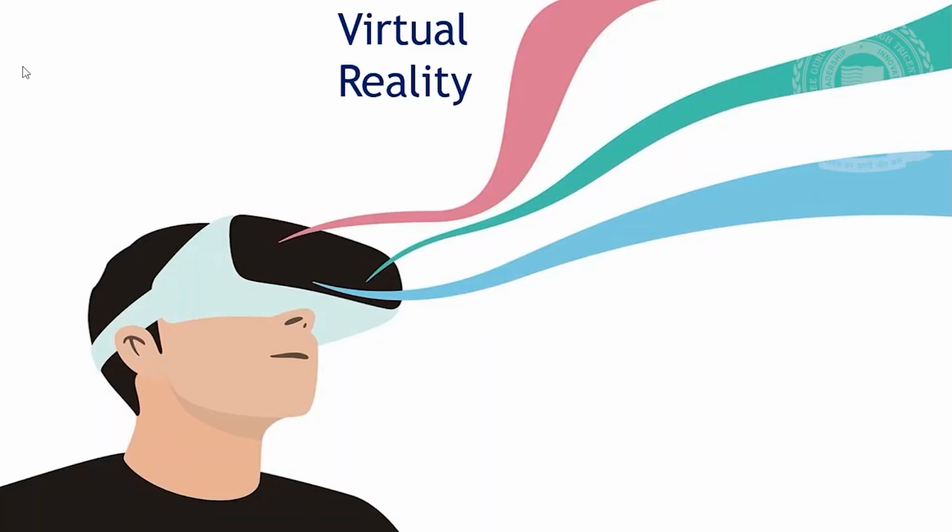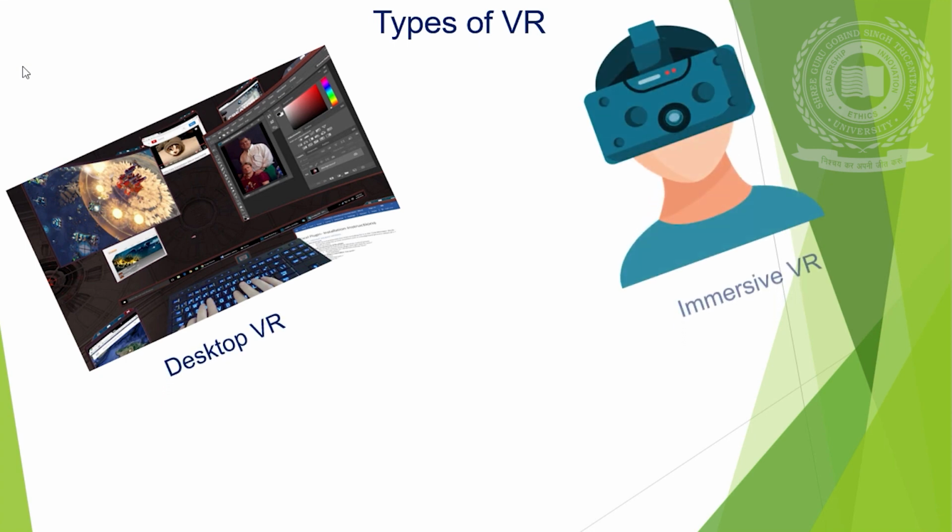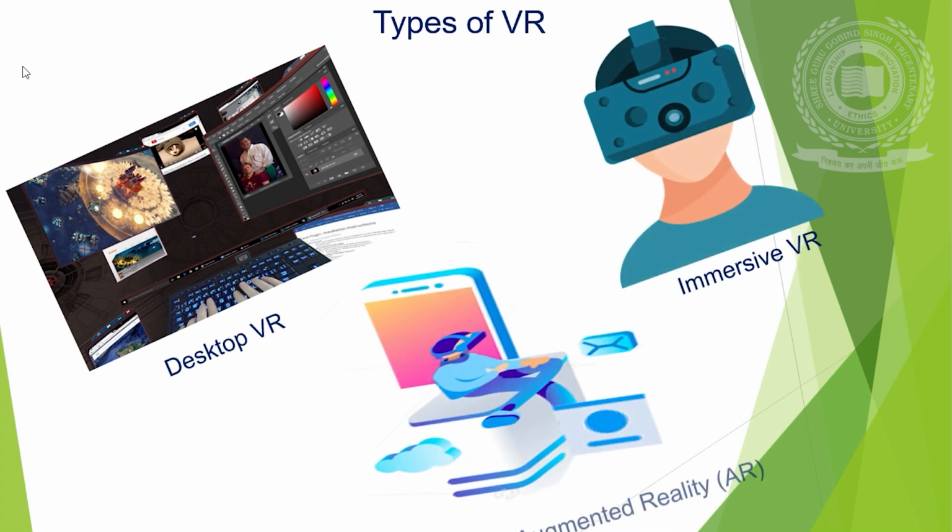Now we will be discussing virtual reality. Virtual reality is the use of computer technology to create a simulated environment. Unlike a traditional user interface, virtual reality places the user inside an experience. Instead of viewing a screen in front of them, users are immersed and able to interact with 3D worlds. Now, there are three types of virtual reality: desktop virtual reality, immersive virtual reality, and augmented reality.